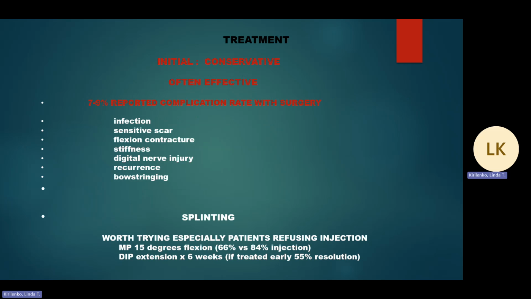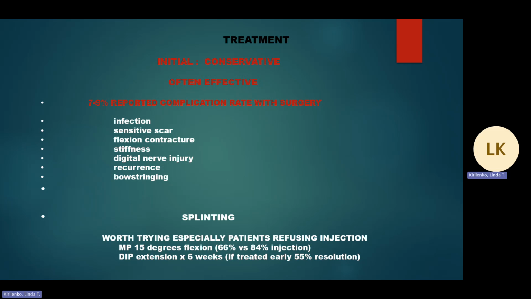The treatment, again, always begins initially conservatively. There is an estimated complication rate of 7 to 9% after surgery, so you should always start simple and then move to invasive procedure if necessary. Among the reported complications after surgery include infection, sensitivity of the scar, flexion contracture, stiffness, injury to the digital nerve, recurrence of the deformity, or development of bowstringing.